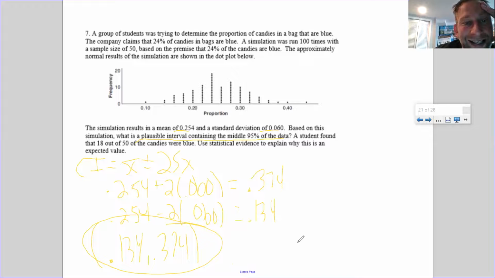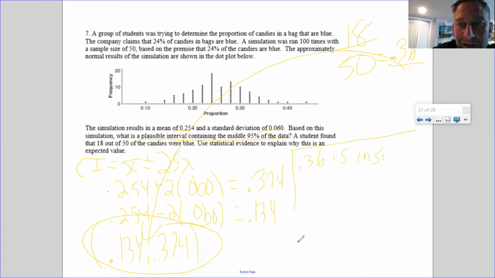A student found that 18 out of 50 candies were blue. Use statistical evidence to explain why this is an expected value. Well, 18 out of 50, let's find out what that is as a decimal, since everything is in decimal form. 18 out of 50 is 0.36. To determine if that's an expected value or not, we need to see if that's inside the confidence interval. Is 0.36 inside the confidence interval? Yes, it's between 0.134 and 0.374. So 0.36 is inside the confidence interval.